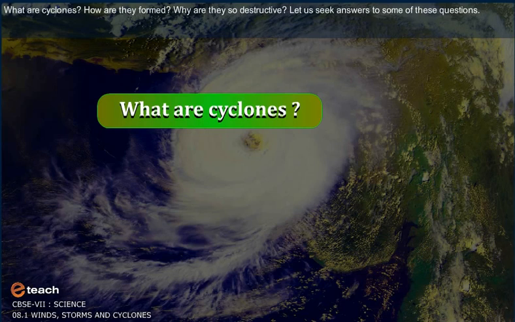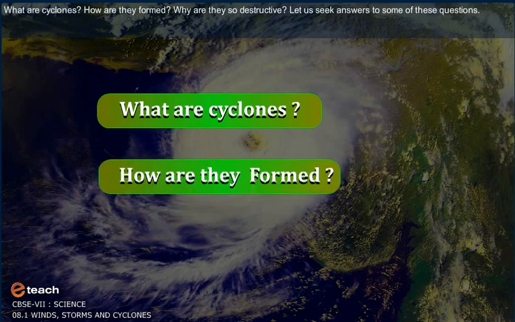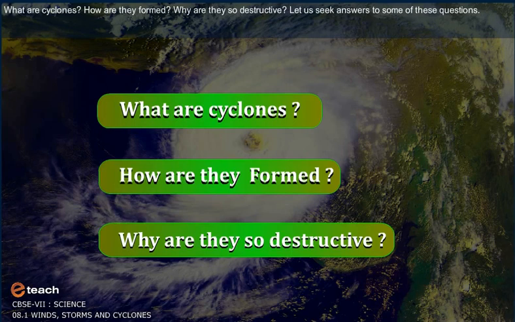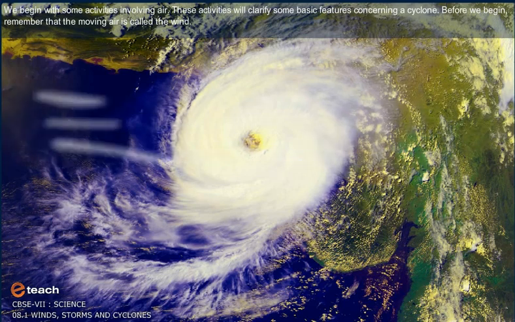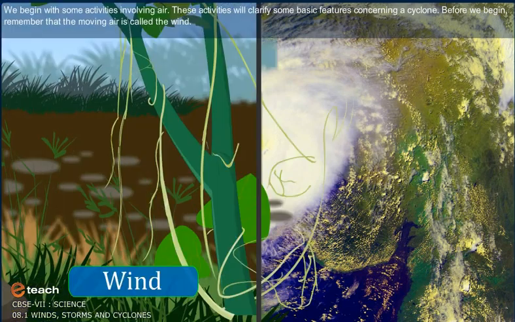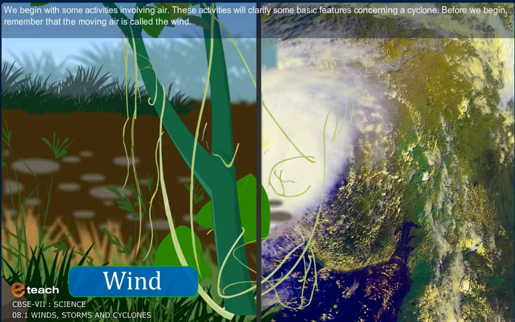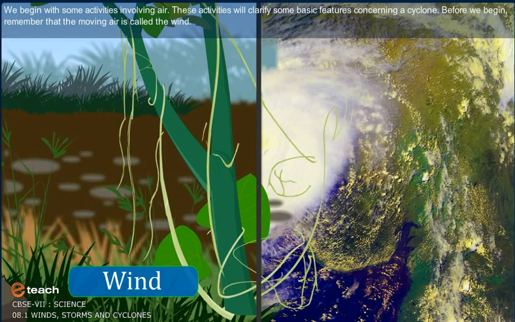What are cyclones? How are they formed? Why are they so destructive? Let us seek answers to some of these questions. We begin with some activities involving air. These activities will clarify some basic features concerning a cyclone. Before we begin, remember that the moving air is called the wind.